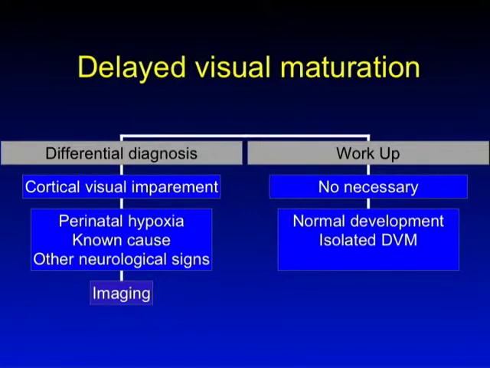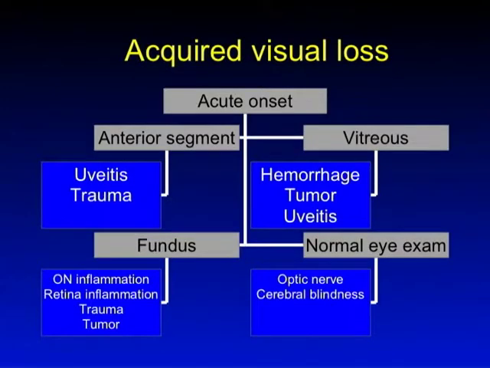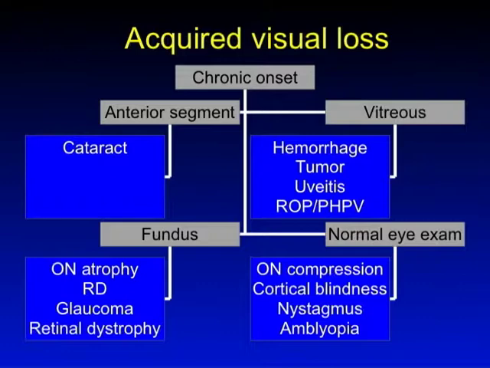Acquired visual loss. The most important ones, uveitis and trauma. Vitreous hemorrhages or optic inflammatory conditions. Those are the most important for acquired visual loss, if it's acute onset. When it's chronic onset, the most important is probably cataract, optic nerve atrophy. We're going to talk a little bit later. So I basically will point out these two entities, cataracts and optic nerve atrophy.